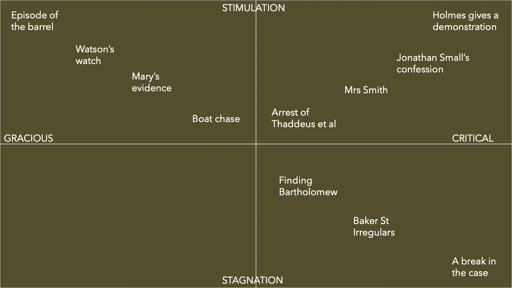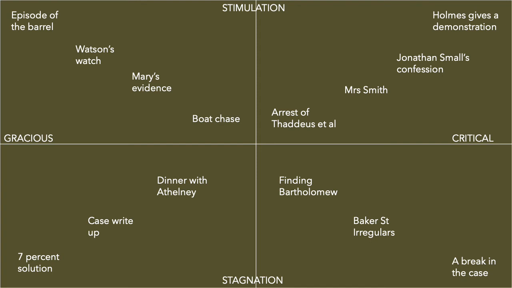So the final box we need to look at is the bottom left, and this is where Holmes is stagnated again, but in a non-critical way. So this is where he is just graciously accepting, or not necessarily accepting, but he's identifying that sometimes life is like this and he finds his own way out of it. So this is where he is secluded somewhat. He is slightly separate from others.